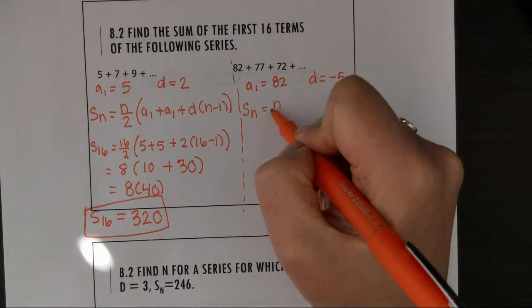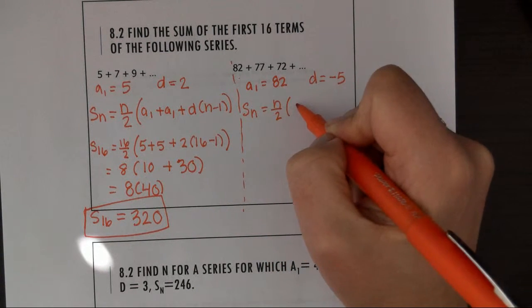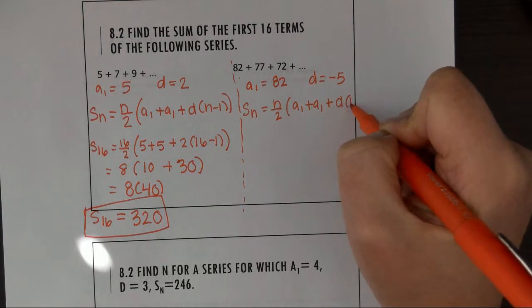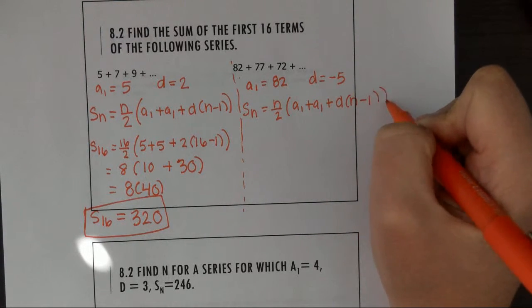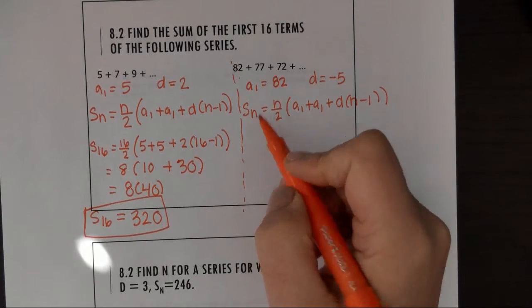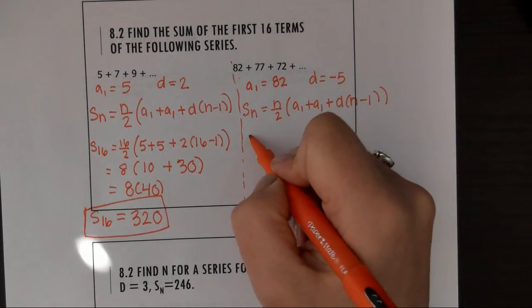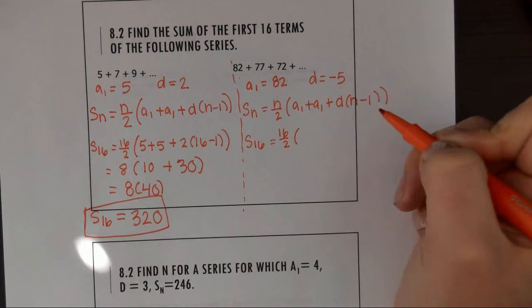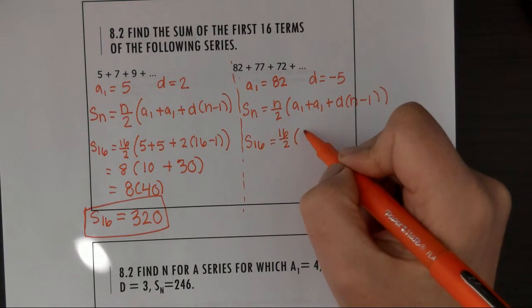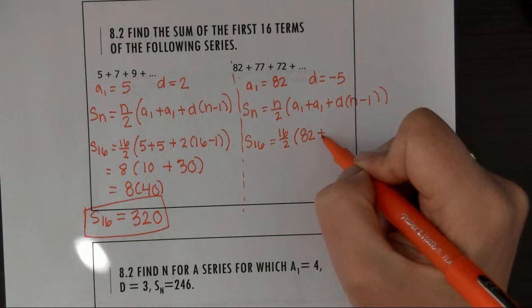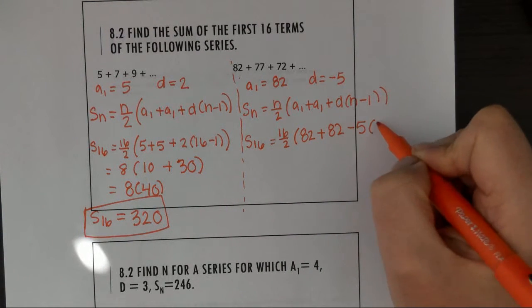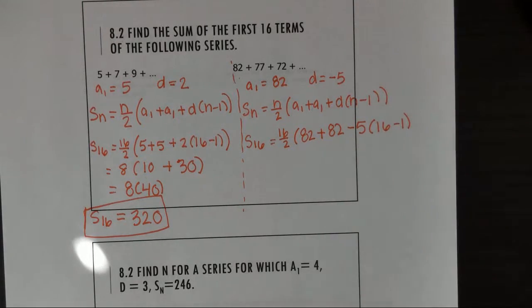So I'm just rewriting the sum formula. We're finding the sum of the first 16 terms. So S sub 16 is 16 over 2 times 82 plus 82 minus 5 times 16 minus 1.